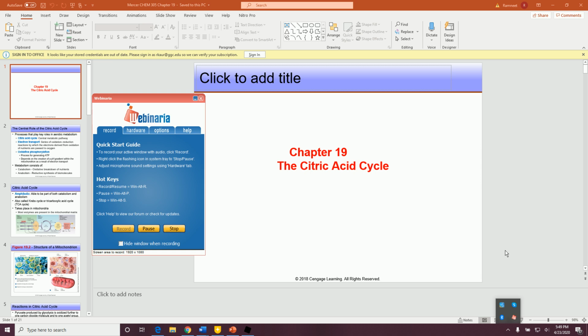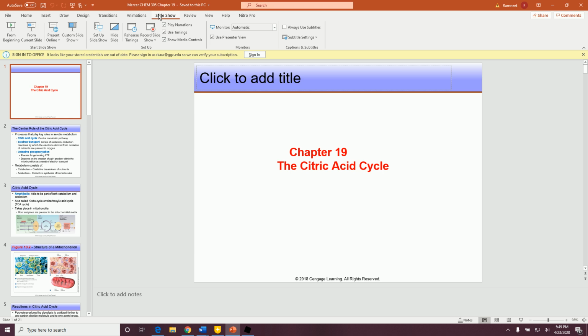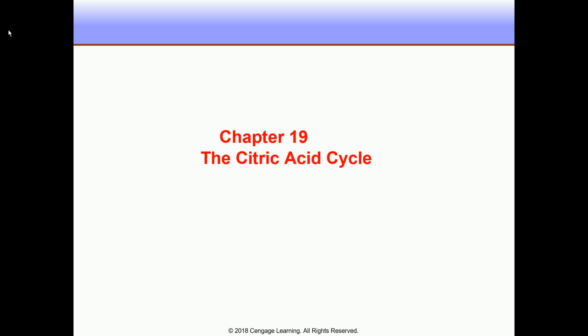Let's start discussing chapter number 19. Chapter 19 is basically a continuation of glycolysis. If you remember, we have discussed, I don't remember the exact chapter number, we have started cellular respiration. The first step in cellular respiration is glycolysis, in which glucose is converted into pyruvate.